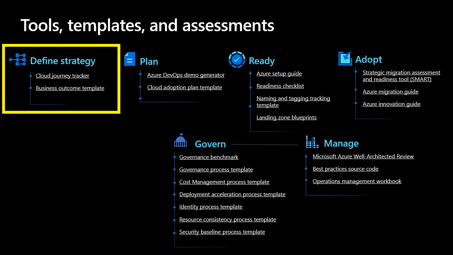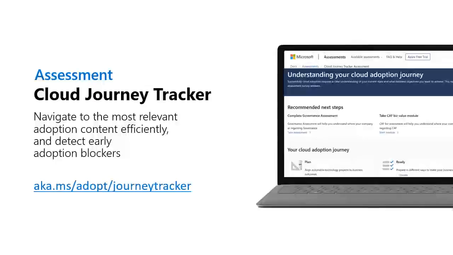So let's imagine that you're not using Azure yet, and this is the first time that you're going to use Azure. The first bit that most likely you would use is an assessment tool called the Cloud Journey Tracker. This allows you to navigate to the most relevant adoption content efficiently and detect early adoption blockers. Think of it as a self-assessment of your capabilities today, so that the rest of the cloud adoption framework will give you recommendations on what tools and what resources you should use next, depending on the outcome of your self-assessment.